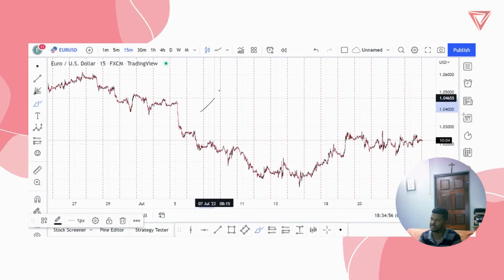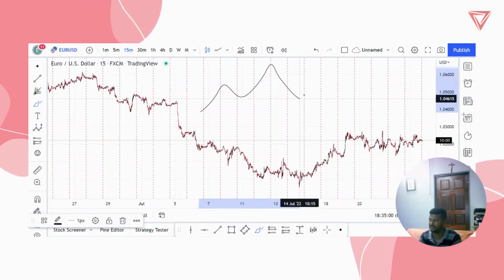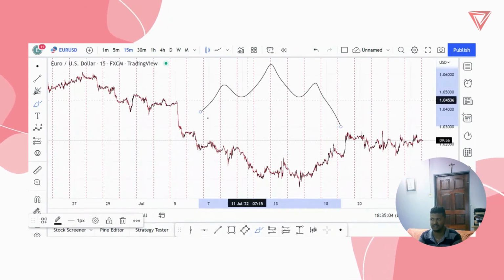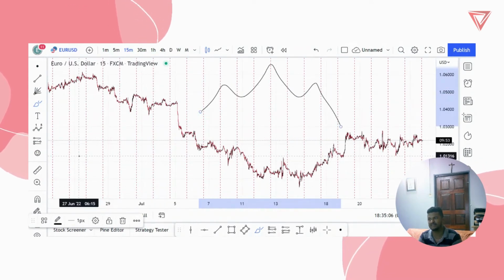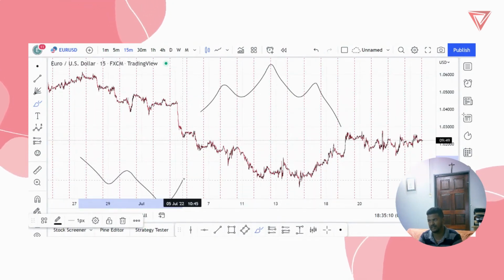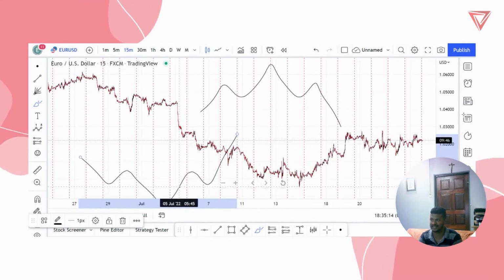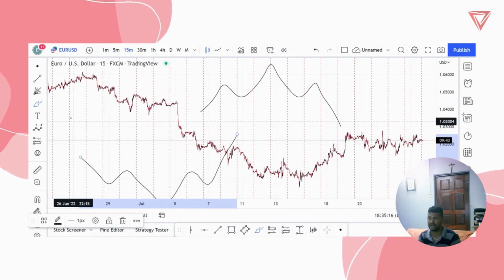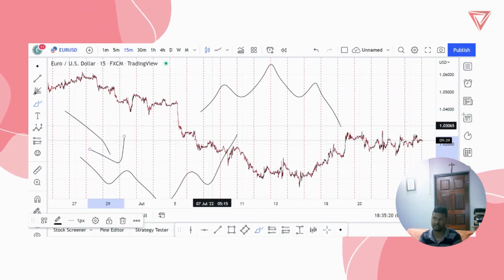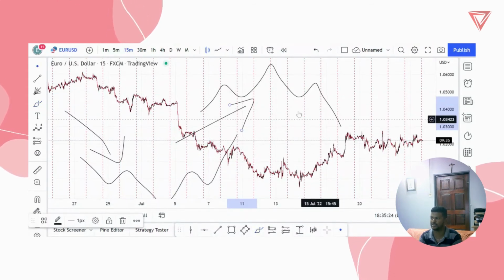A head and shoulders looks something like this, where there's a shoulder, a head, another shoulder, and that's a reversal pattern. An inverse, so this is at a high. An inverse head and shoulder is seen at a low. So you have a shoulder, a head, another shoulder, and then it reverses. And this is seen at a low, right? So if the market is going down, this is where you typically see an inverse head and shoulders. If the market is going up, this is where you typically see a head and shoulders pattern.